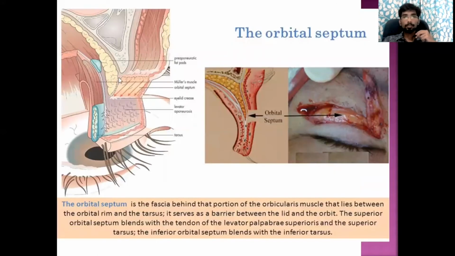Next is the orbital septum. It is the fascia behind the orbicularis muscle that lies between the orbital rim and tarsus. So this is the orbital septum between the orbital rim and tarsus. So this is the orbital septum behind the orbicularis muscle, between the orbital rim and tarsus.